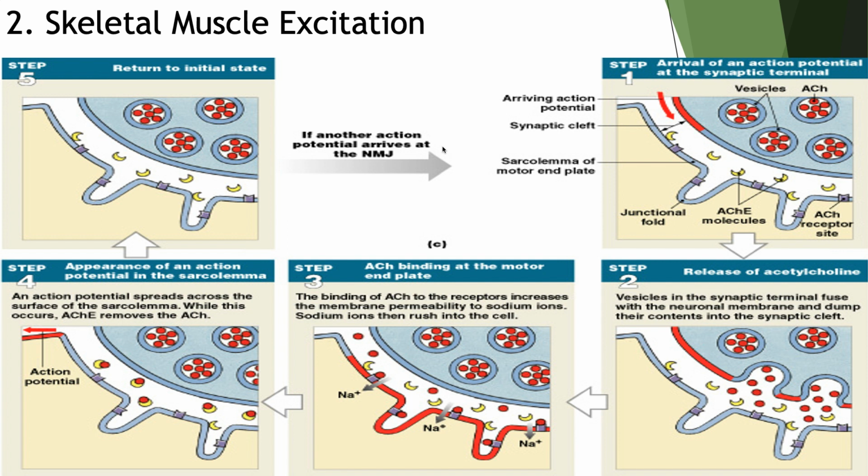And so we can go through the steps of skeletal muscle excitation that you see listed on the screen. So, just in shortened detail here, step one, the arrival of the action potential. Step two is the release of ACH. Step three, ACH binding to the motor end plate. Step four, the appearance of the action potential. And step five, return to the initial state.